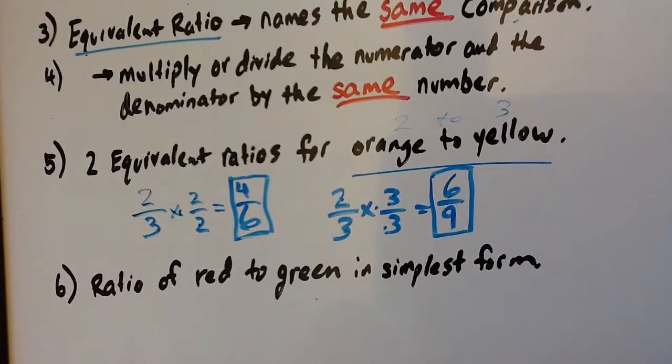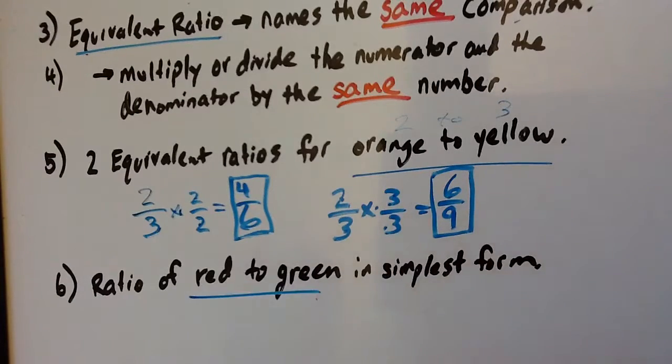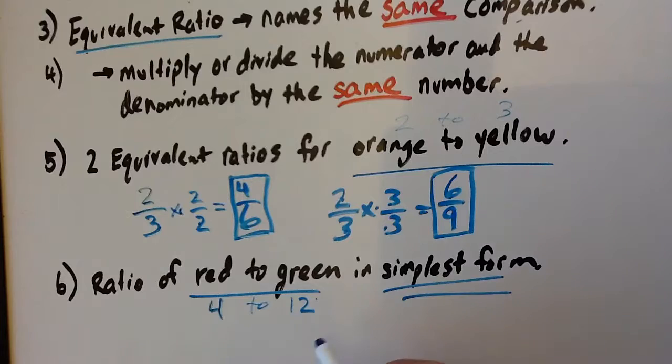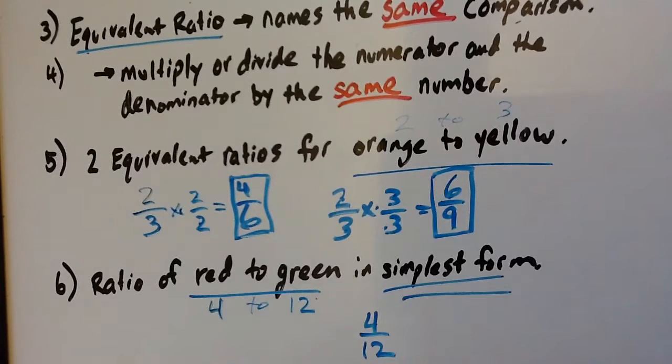Number 6, here we want the ratio of red shirts to green shirts, and we want it in simplest form. Okay, so first, how many red shirts do we have? Well, I look at the table and I see we have 4 red shirts. 4 to how many green do we have? Well, we have 12 green. So the ratio is 4 to 12. Let's write this as a fraction, 4 over 12.